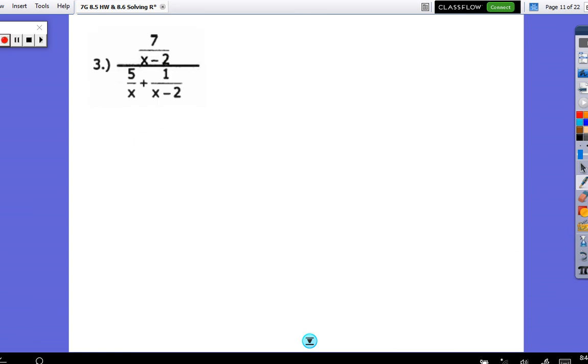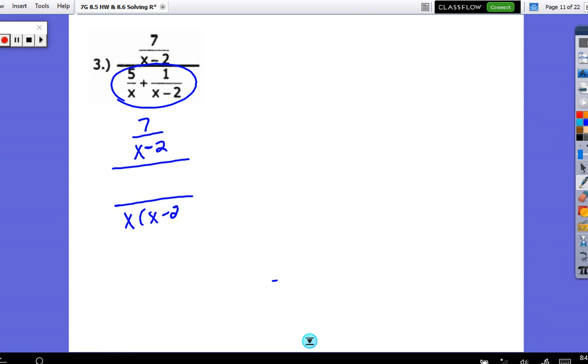All right, so my numerator is okay. It's already got a common denominator. There's only one fraction up there, but my denominator, I've got to get a common denominator. All these denominators. Okay, so it's going to be x times x minus 2, each different factor. So the 5 is going to need an x minus 2, plus the 1 is going to need an x.